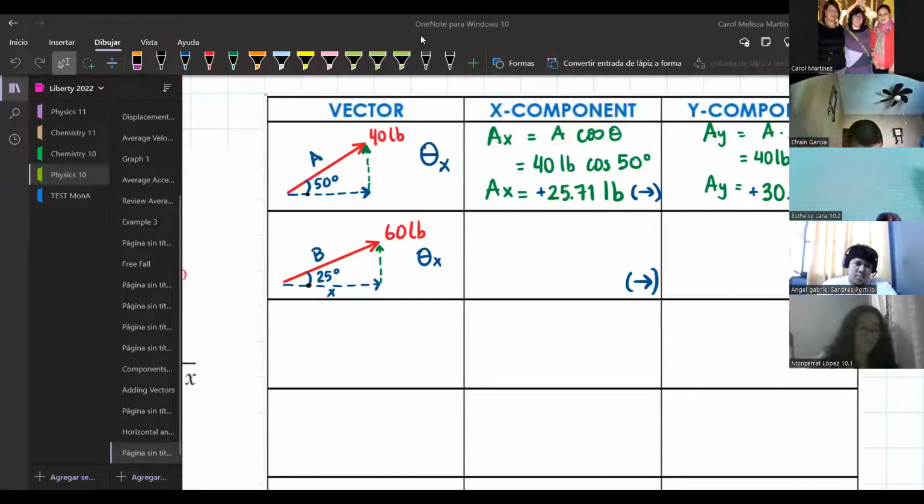Anyway, I have Bx and By. So Bx is B cosine of the angle because it's horizontal, remember. And By is going to be B sine of the angle, because the same reason, it's horizontal. So 60 pounds, cosine 25.